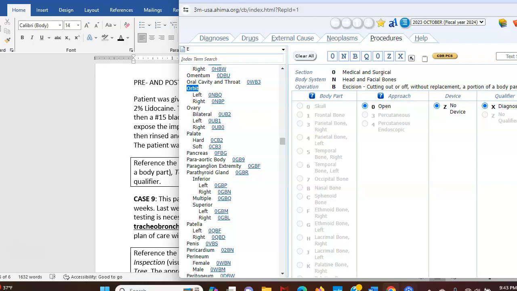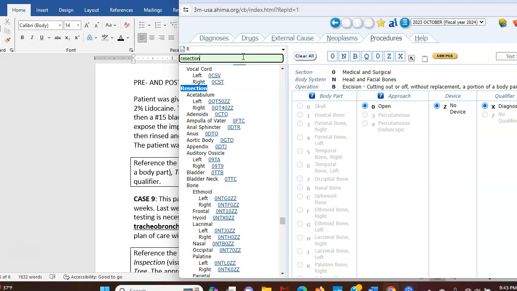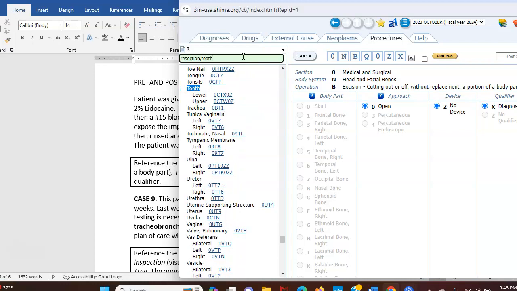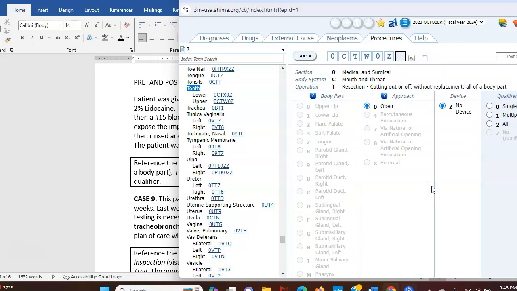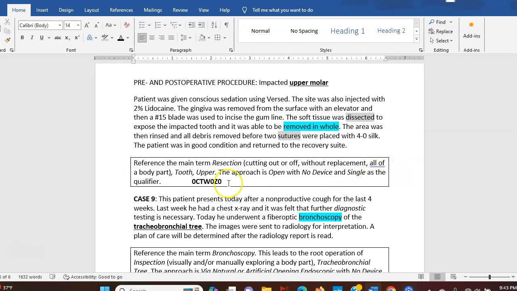So let's look that up here. Resection, tooth. What is it? Lower? No, upper. Upper tooth. Okay. So it already fills in that open for us. If we had any question about that, that's already pre-filled in for us. No device, and then we just have to select the qualifier here, which is, like I said, single. And there is our code right there.